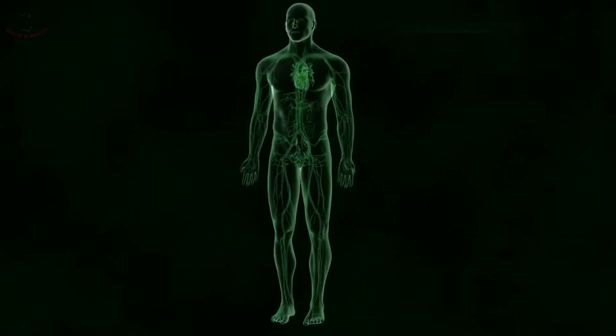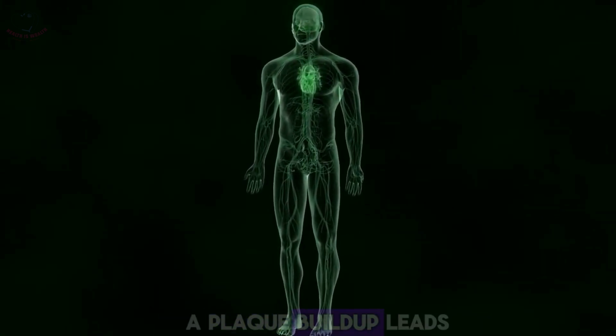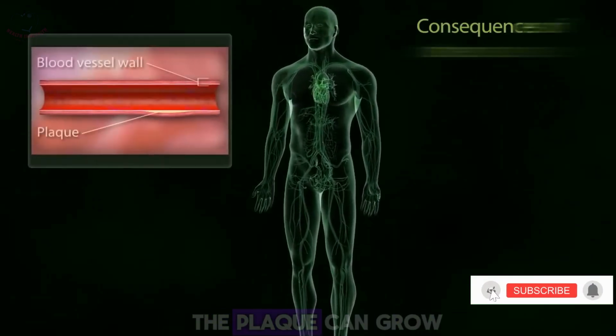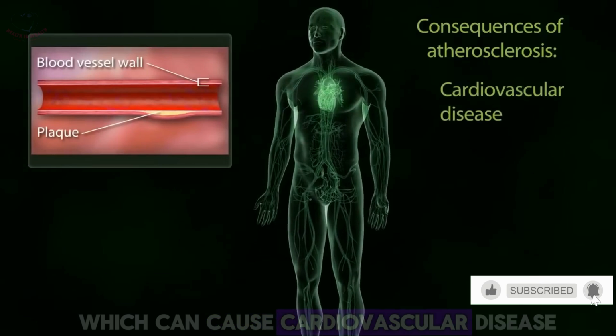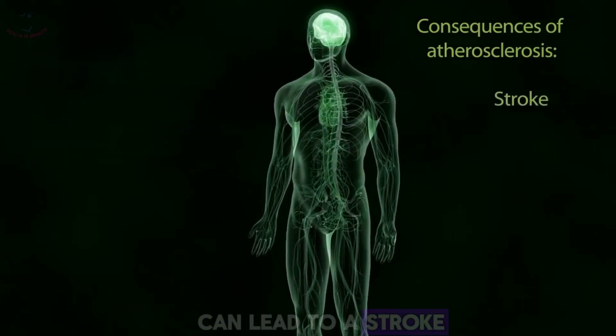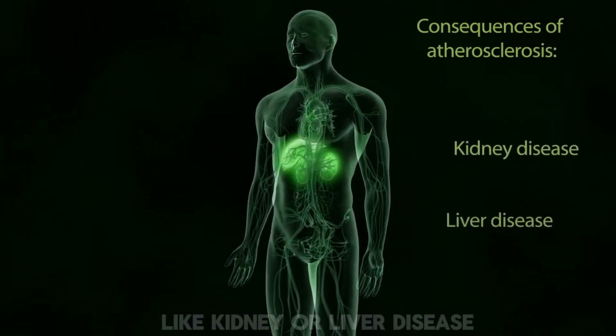In large vessels like those supplying your heart and your brain, plaque buildup leads to a condition called atherosclerosis. Over time the plaque can grow and rupture, which can cause cardiovascular disease or a heart attack, or in the brain can lead to a stroke. Atherosclerosis further contributes to end organ damage like kidney or liver disease.